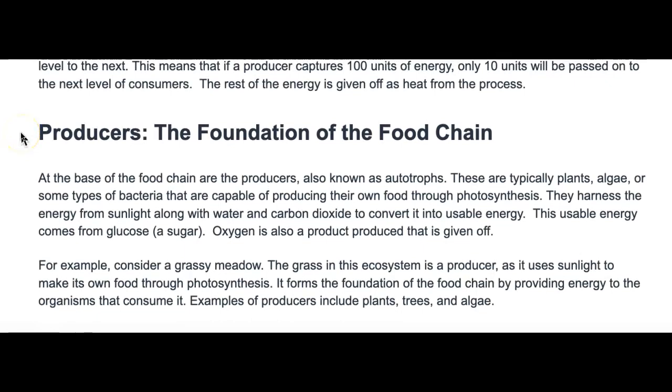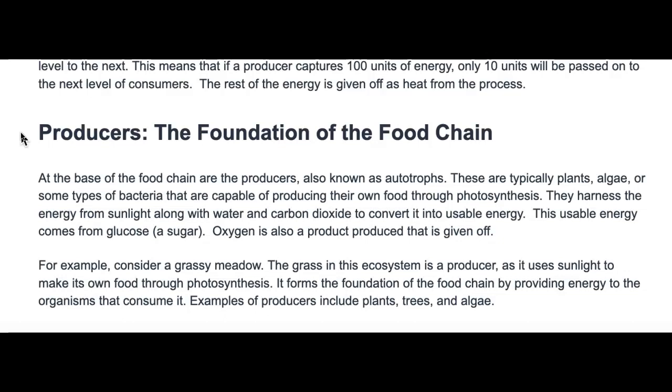Producers, the foundation of the food chain. At the base of the food chain are the producers, also known as autotrophs. These are typically plants, algae, or some types of bacteria that are capable of producing their own food through photosynthesis. They harness the energy from sunlight along with water and carbon dioxide to convert it into usable energy. This usable energy comes from glucose, a sugar. Oxygen is a product that is given off.